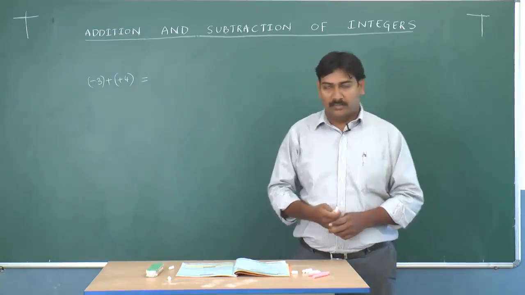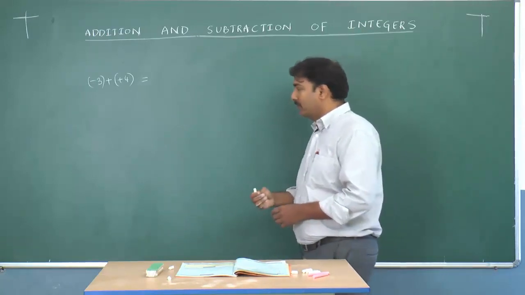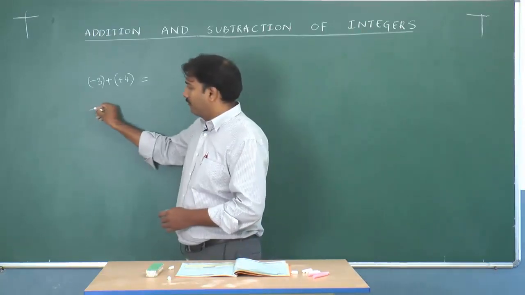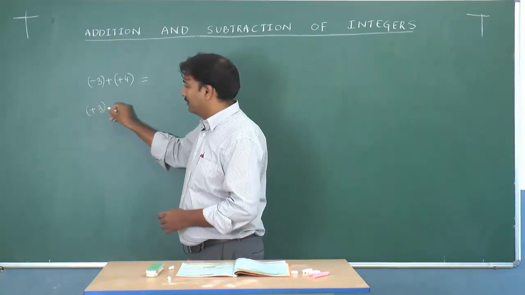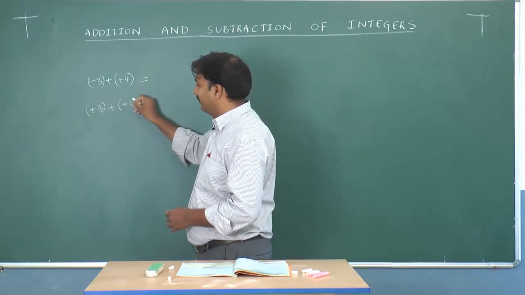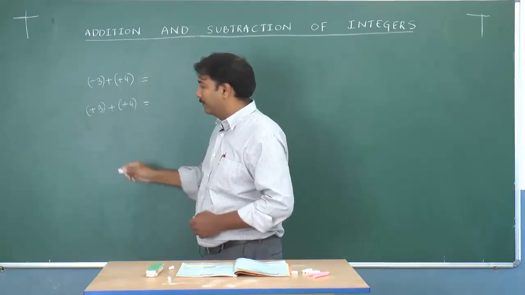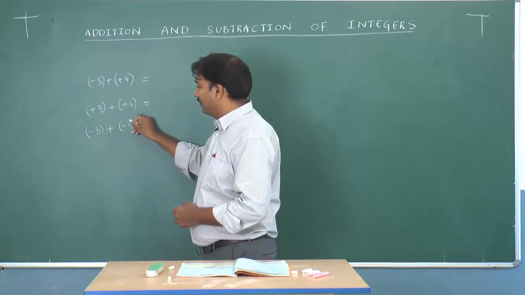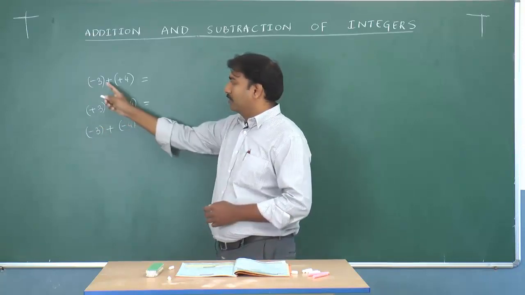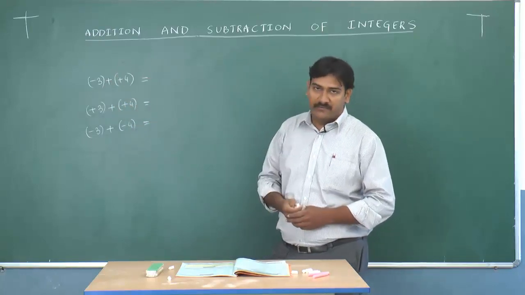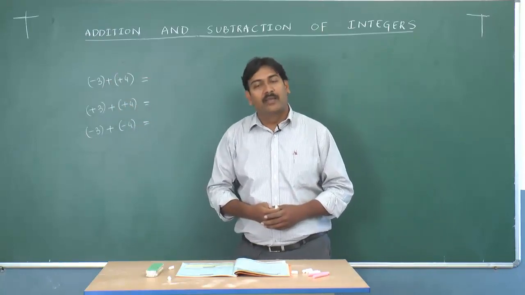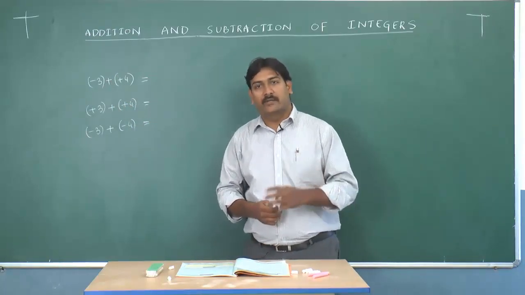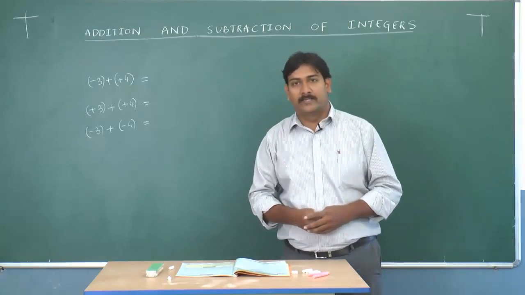If both the numbers are positive, we need to follow a certain rule. If both the numbers are negative, we need to follow a certain rule. If one among them is positive and another one is negative, we need to follow a certain rule. So here we are going to discuss three different rules to add two given integers.